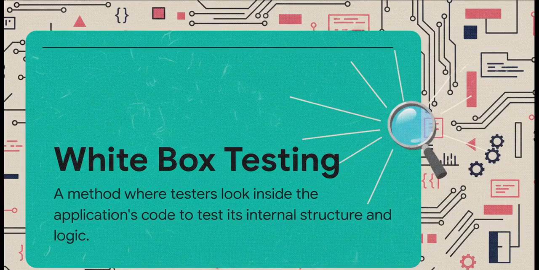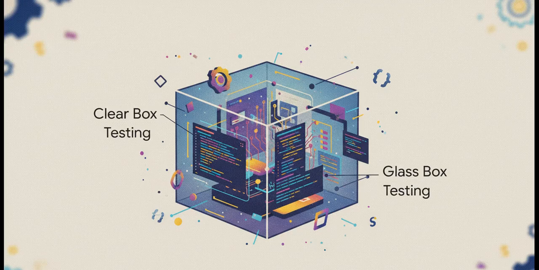And here it is, the official definition. White box testing is a method where testers, usually developers themselves, get full access to the source code. They're not just clicking buttons on the screen. No, they are digging into the internal structure, the logic, the absolute foundation of the app to make sure it's built solidly.